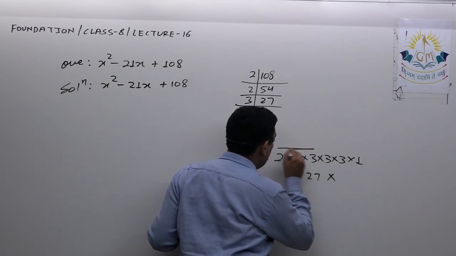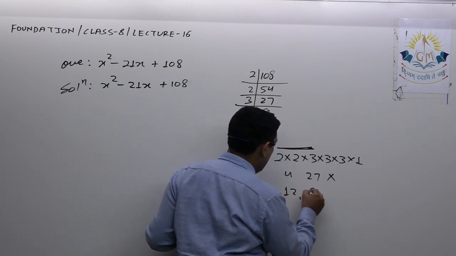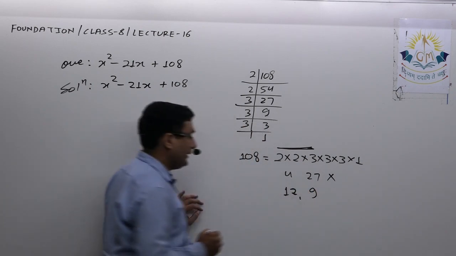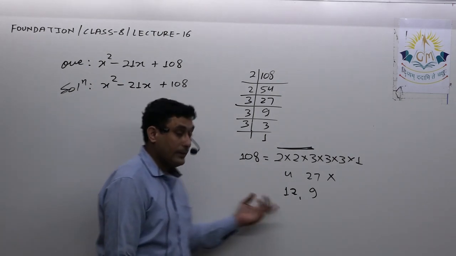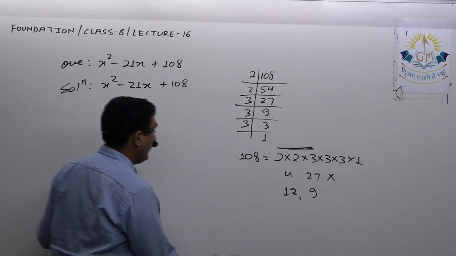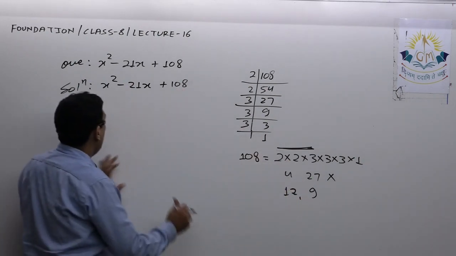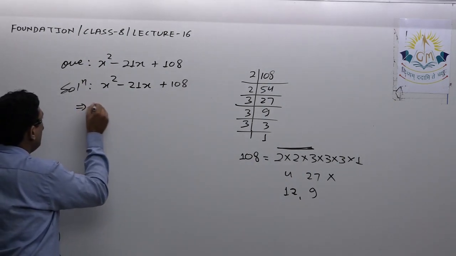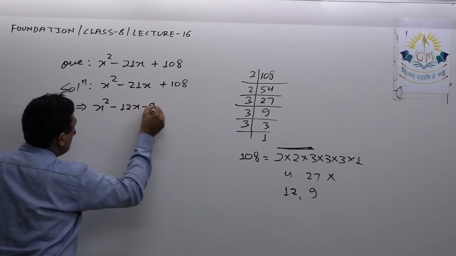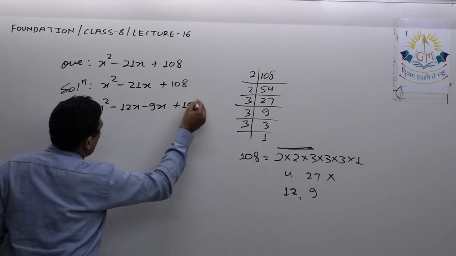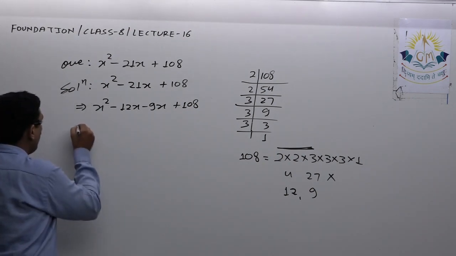Now let us say I took these three together, it is 12 and 9. Now 12 plus 9, yes, 12 plus 9 is 21, as well as 12 nines are 108. That means their product is what we need as well as their sum is what we need. So here I write x square minus 12x minus 9x plus 108.